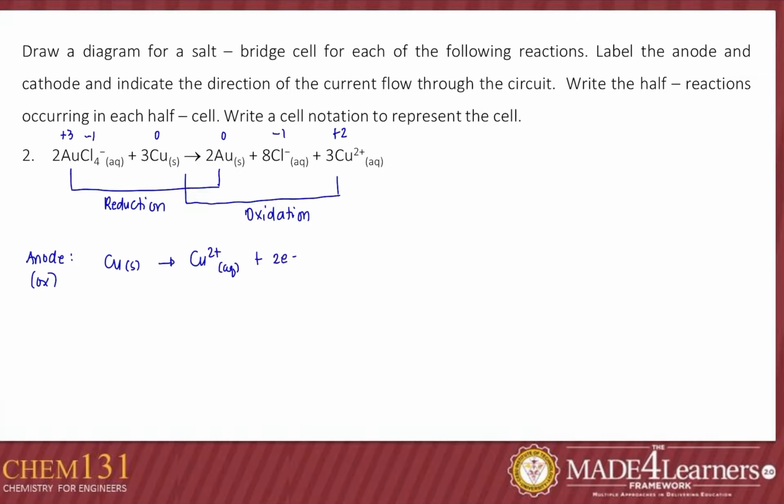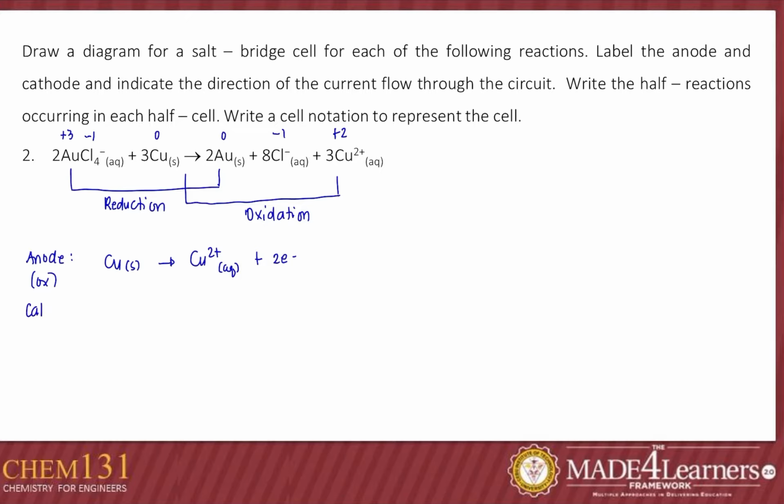So do not include the coefficients written in the overall equation because, as we know, these are put there to balance the equation. So there is 1 copper on the left and 1 copper on the right, and the total charge on the left is 0, so we add 2 electrons to balance the charge.